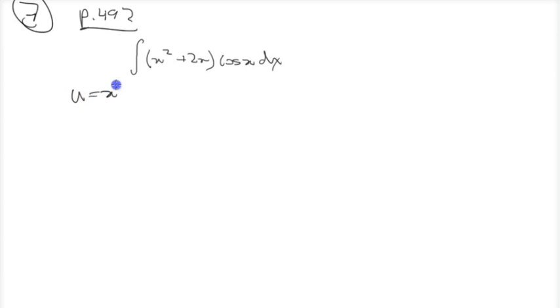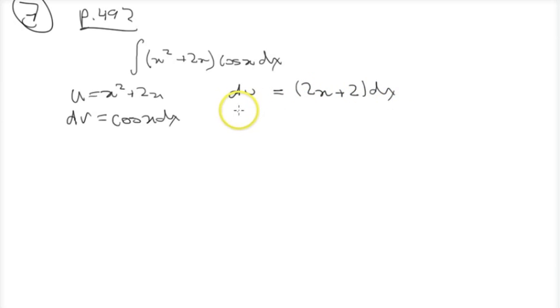So u is going to be x squared plus 2x. Our dv is going to be cosine x dx, because we're integrating it. That means our du is the derivative of this function, so that's 2x plus 2, and then we add the dx. Then our v: we integrate cosine, and the integral of cosine is sine of x. Let me write out our formula here again. If we have the integral of u dv, that's equal to uv minus the integral of v du.